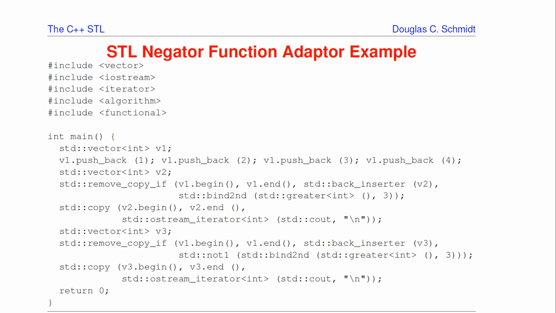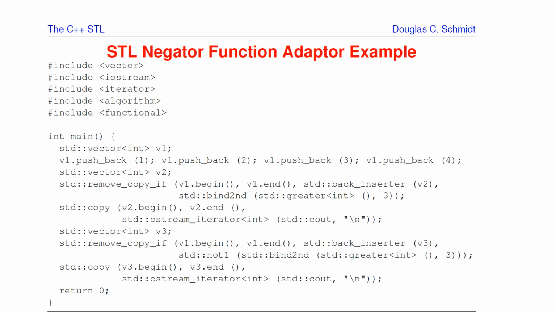Then what you needed to do was use remove copy if in conjunction with a negator. And the negator would give you copy if semantics, right? So here's how this works. Here's remove copy if. We put a bunch of stuff into a vector, and then we use remove copy if to go through the vector, v1, and we're going to store the output into v2 using a back inserter. And we're going to remove anything that's greater than 3. So that's what this binder does.